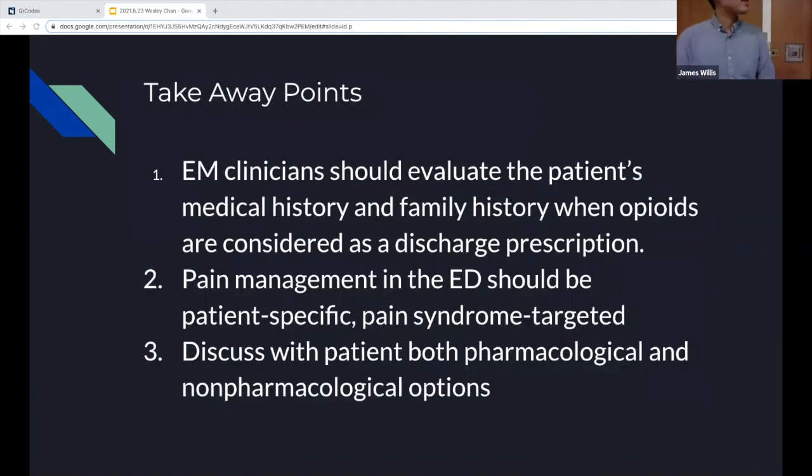Some takeaway points from my lecture: the emergency clinician should evaluate the patient's medical history and family history when opioids are being considered as a discharge prescription. At HealthBridge, we have to fill out an opioid surveillance tool before we prescribe opioids. Pain management in the ED should be patient-specific and pain syndrome targeted. We should discuss both pharmacological and non-pharmacological options to treat the patient's pain.